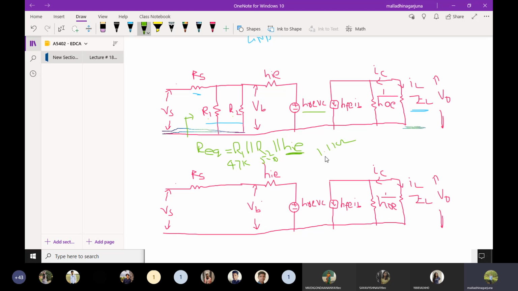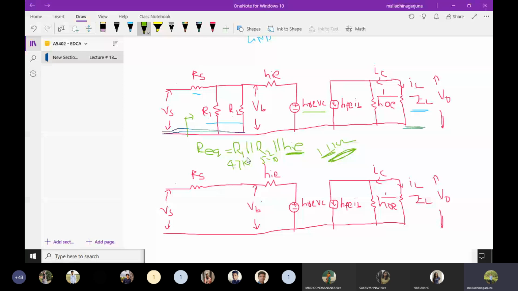So R equivalent is equal to R1 parallel to R2 parallel to HIE. HIE is 1.1 kilo ohm, R1 is 47 kilo ohm, R2 is 4.7 or 5 kilo ohm. If there are three resistor values and you want to calculate the equivalent resistance, whichever is the least one will be approximately equal to your equivalent resistance. So the approximate R equivalent is equal to 1.1 kilo ohm only. Why? Because this is the least one.